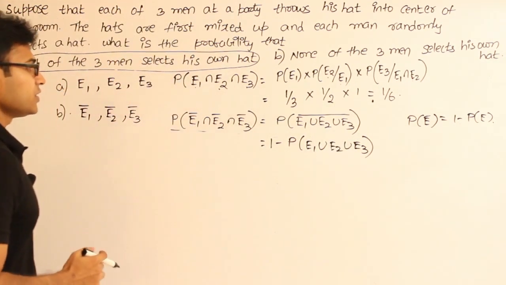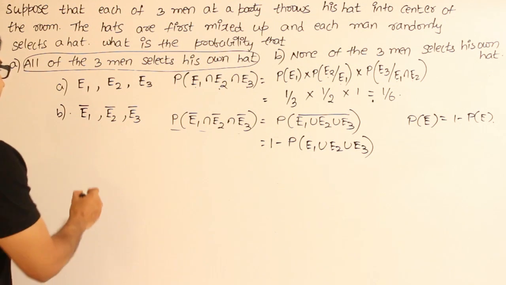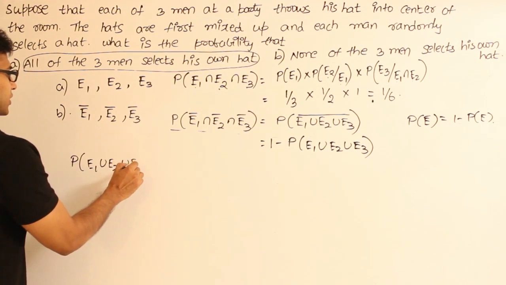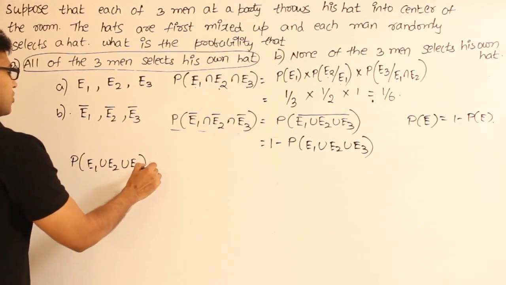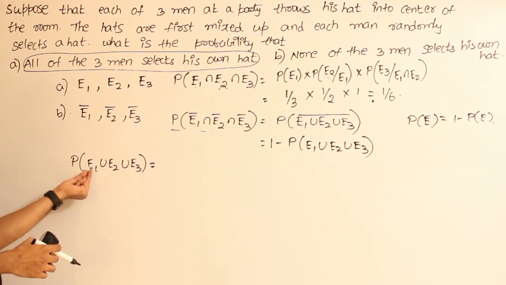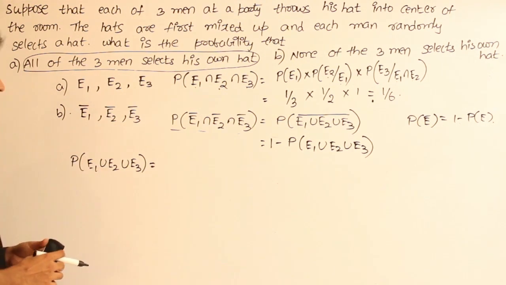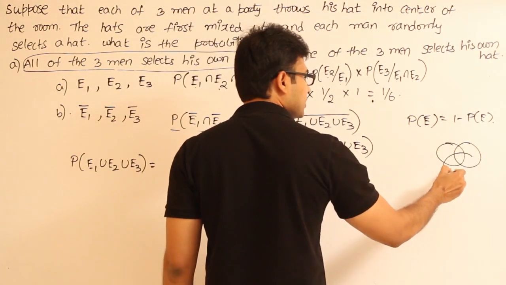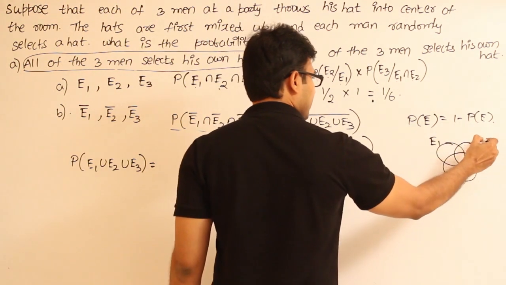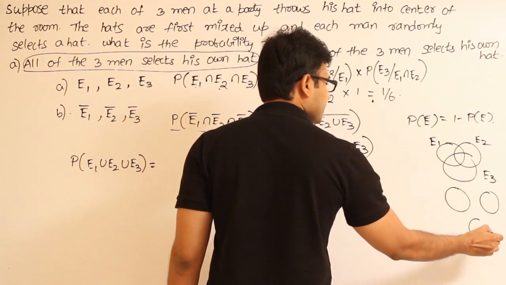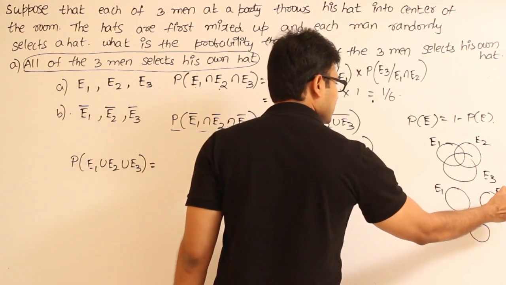What is it? P of E1 union E2 union E3, right? So are they mutually exclusive events? Mutually exclusive means, will there be anything in an intersection, which means will there be a chance that both E1 and E2 will pick the same ball, or say pick the same hat, like this? Can I say that E1, E2, E3 are like this, or can I say that E1, E2, E3 are like this? What do you think is right?